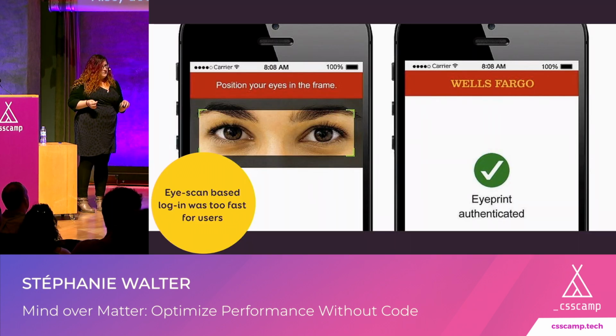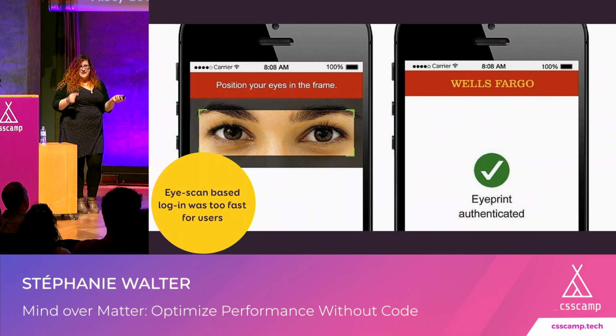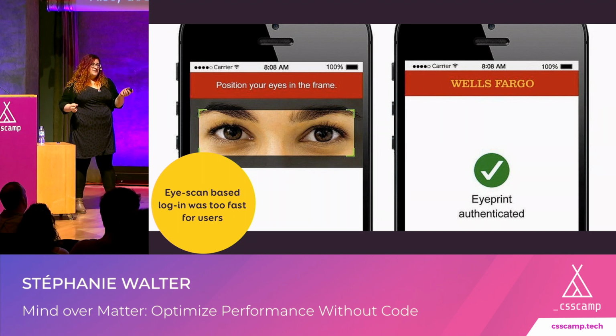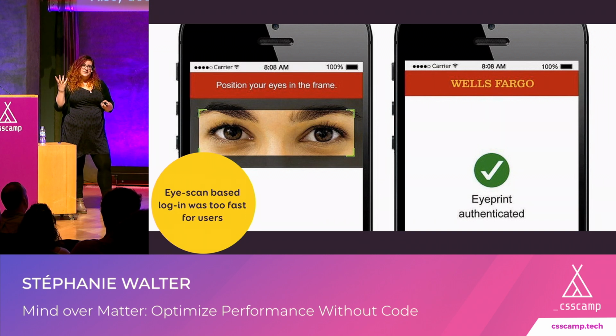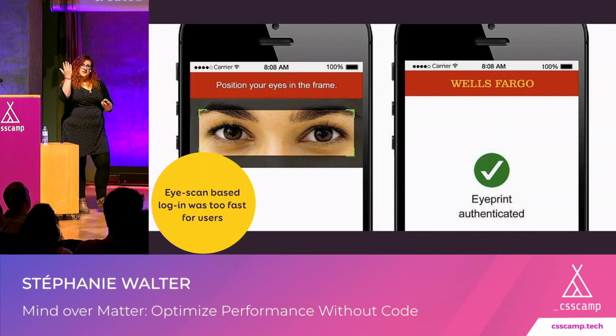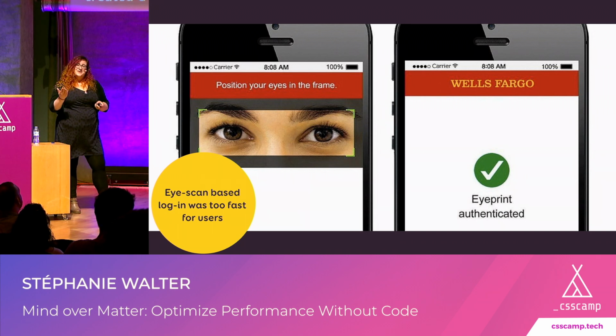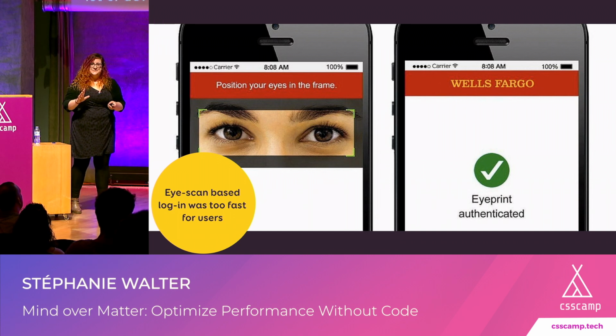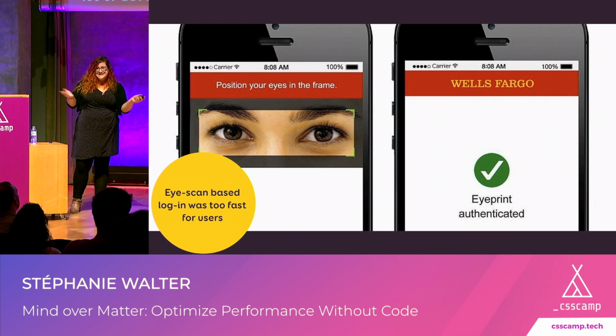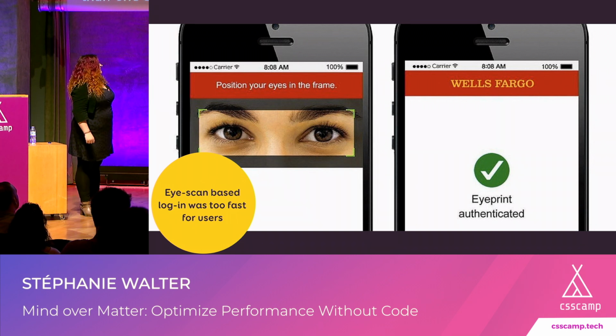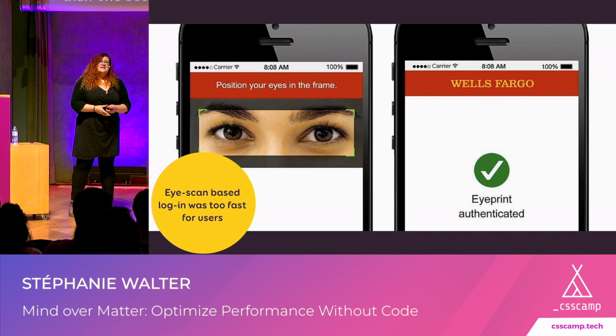Wells Fargo is a bank. They created something super interesting. They created a retina scanner so that users could log in by looking at their camera. And they put a lot of developer effort into that. They made it super fast, really, really super fast, less than 1 second. And it backfired. Why? Because security is important.